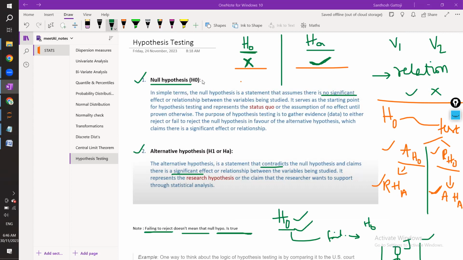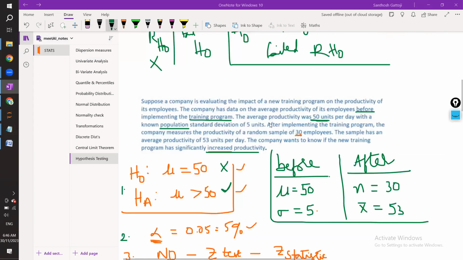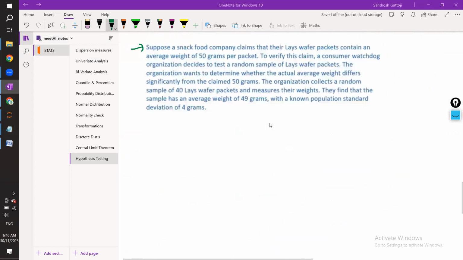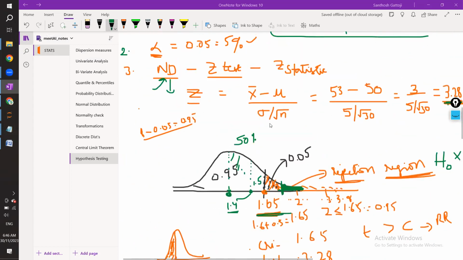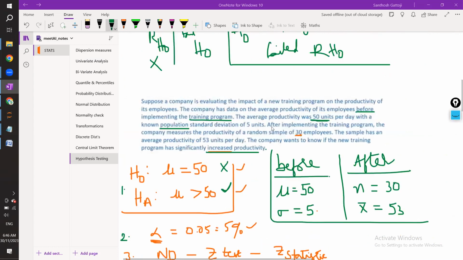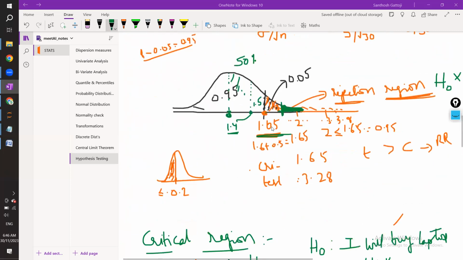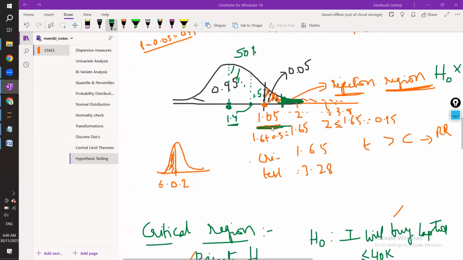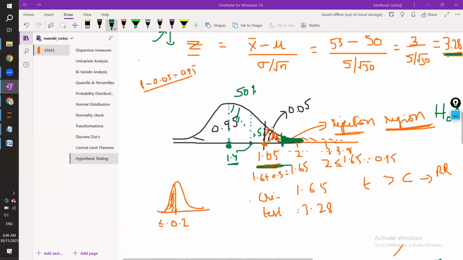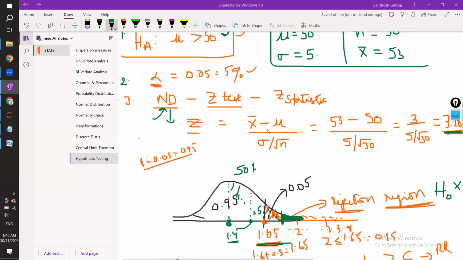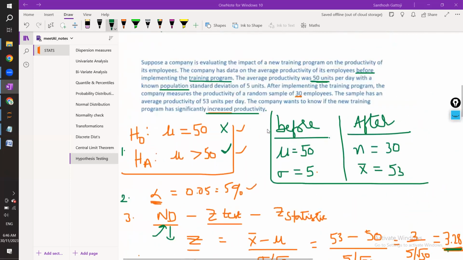We have seen what is null hypothesis, we have seen what is alternate hypothesis and how to formulate that. And we have also seen an example of a training program, where we finally decided that we can reject the null hypothesis, because our value is falling in the rejection region. So any doubts from yesterday's session, guys?